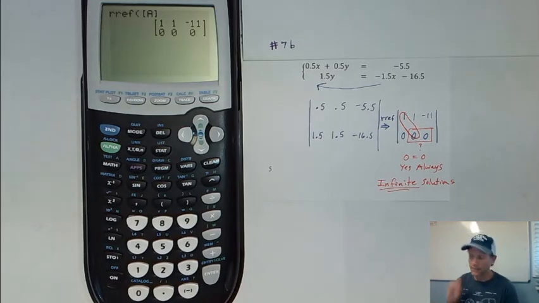So that's a little different than what we've seen before, but be prepared for that. But always start by looking for that diagonal 1, 1 after we do reduced row echelon form. Okay? That's it for 7B. We'll look at 7C next.